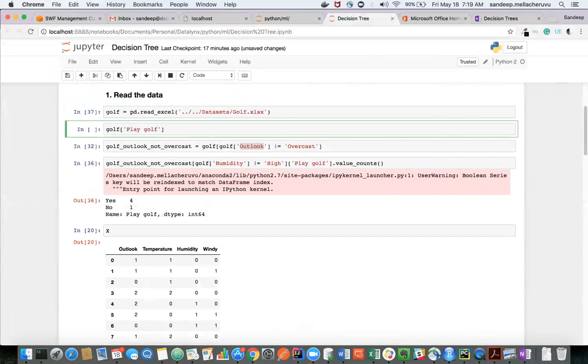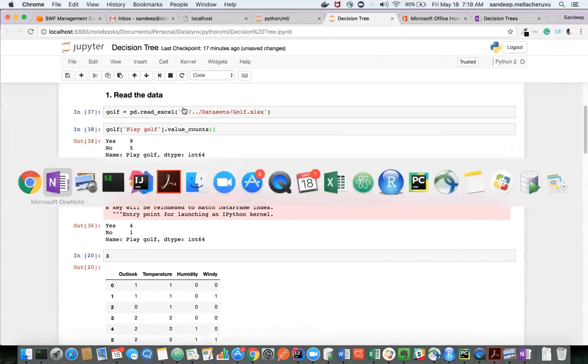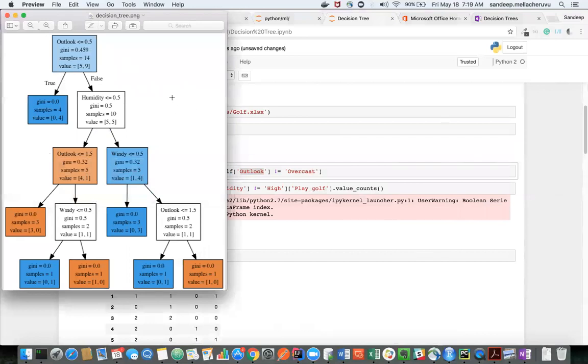Play golf dot value counts. So overall how many times we played golf, overall how many times we did not play golf, we'll be giving the counts. The next level, what we do is we try to select one variable and give some condition on that variable. How this condition is formed is not something that you are taught as of now, but we'll learn that later. So assuming that this condition is already given, you split the data based on this condition, and again you do the counts on the classes.